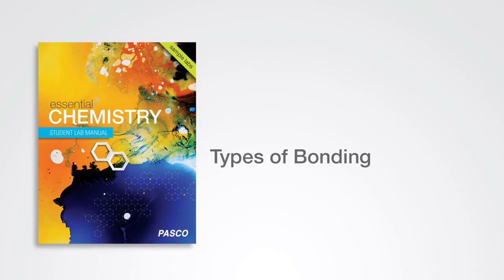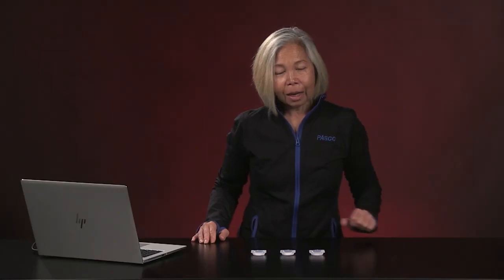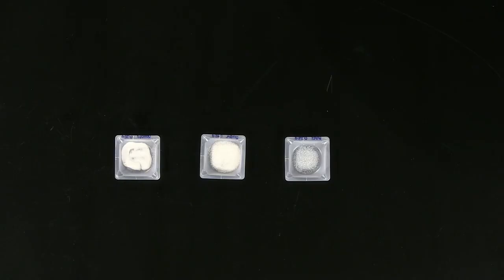How can we differentiate the types of bonds in chemical compounds? This is the types of bonding lab. I have here a chemistry mystery. I have 3 containers containing 3 white substances. They look very much alike, but they're not.